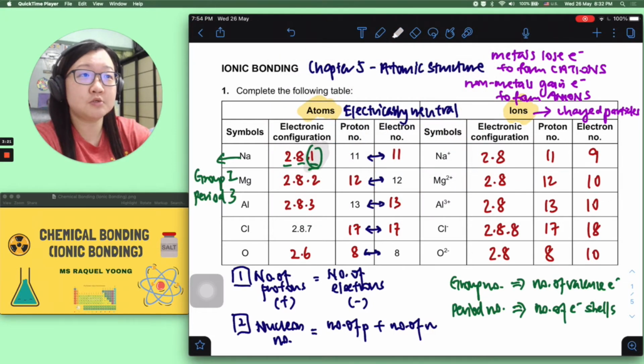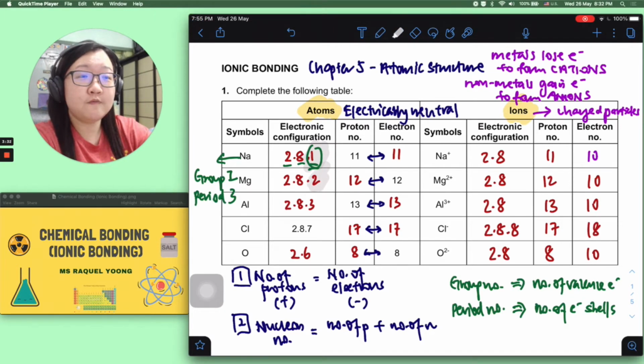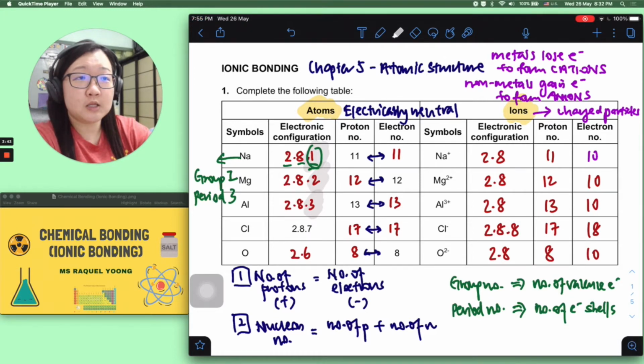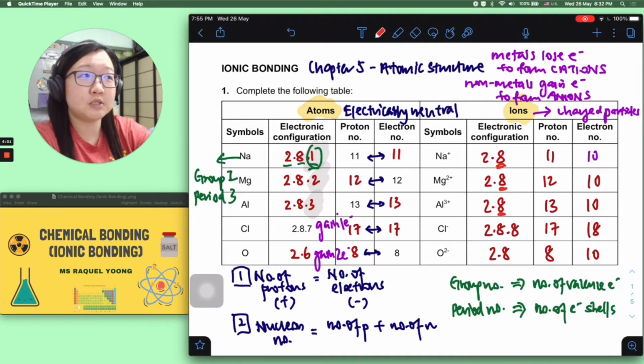For instance, sodium has one valence electron. It will lose that one valence electron. So therefore, our number of electrons becomes 10. Same for magnesium. Magnesium is group 2, so it will lose 2 electrons. Aluminium is group 3, it will lose those 3 valence electrons. So that's for metals, right? And then for non-metals, chlorine and oxygen, our examples here, they will gain 1 electron and 2 electrons respectively. And that is how you get the answer in this final column. You notice that for the ions now, their electronic configurations all end with an 8, right? So in forming the ion, they would have achieved the stable octet electronic configuration.